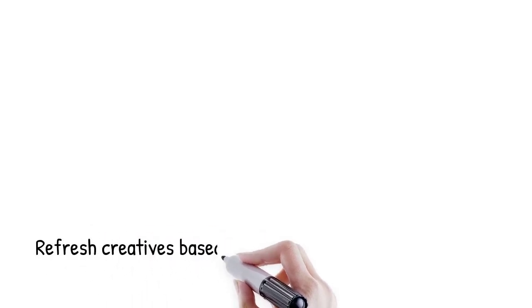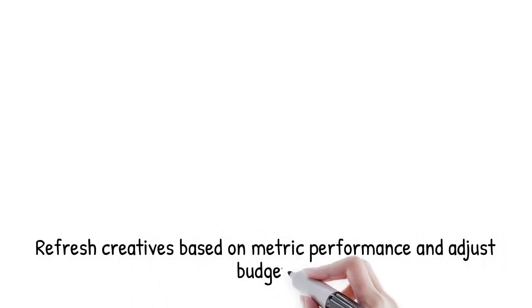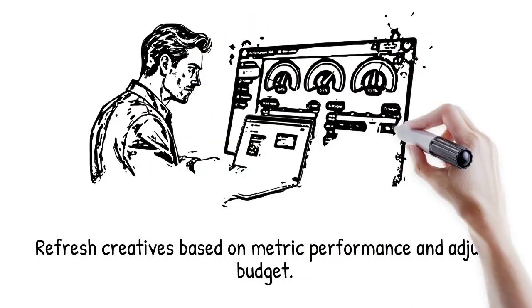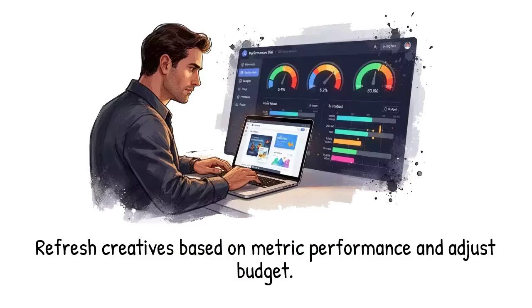Step 5. Refresh creative. Replace or rotate based on the weakest metric. Step 6. Adjust budget. Increase, maintain, or reduce based on performance. This loop keeps your scaling stable.